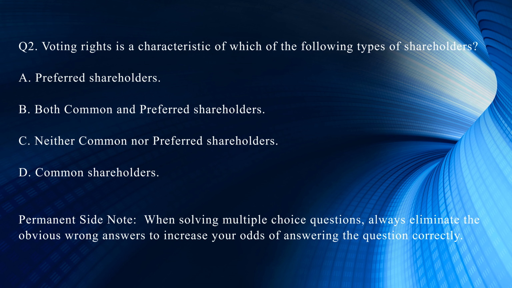Question 2. Voting rights is a characteristic of which of the following types of shareholders? A. Preferred shareholders. B. Both common and preferred shareholders. C. Neither common nor preferred shareholders. Or D. Common shareholders. As we discussed in the video lesson, only common shareholders have voting rights. So that's a benefit of being a common shareholder, is that you have the right to vote at company meetings.